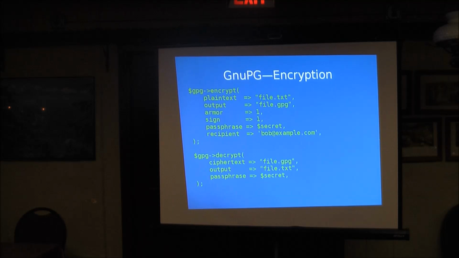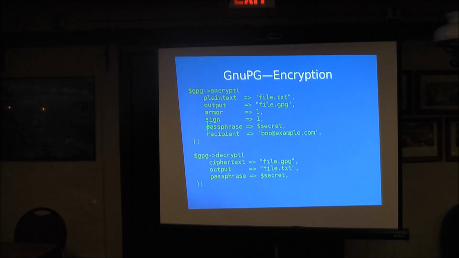So encryption's pretty straightforward, just the plain text file you want to use and the output file name. Armor here doesn't actually provide any more security. It just encodes the message into base 64, just kind of its own standard OpenPGP way of doing base 64. So that's very handy if you're going to email something or otherwise put it over something that doesn't handle raw binary data very well.